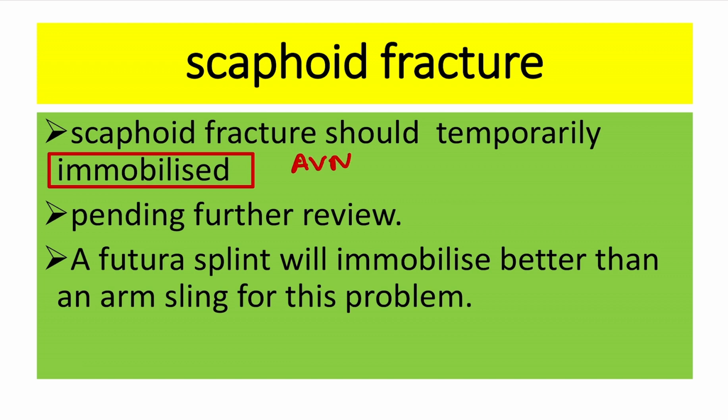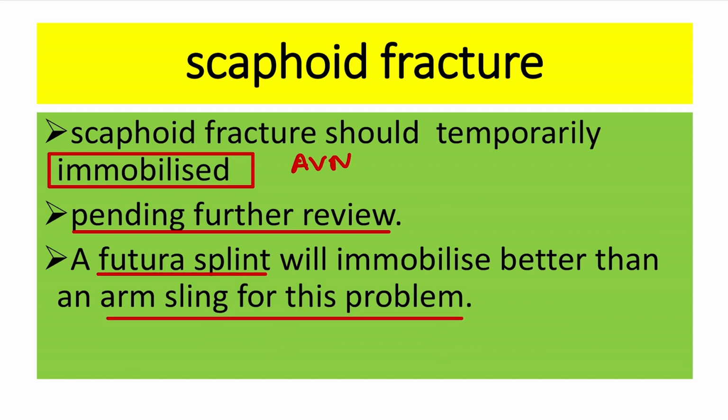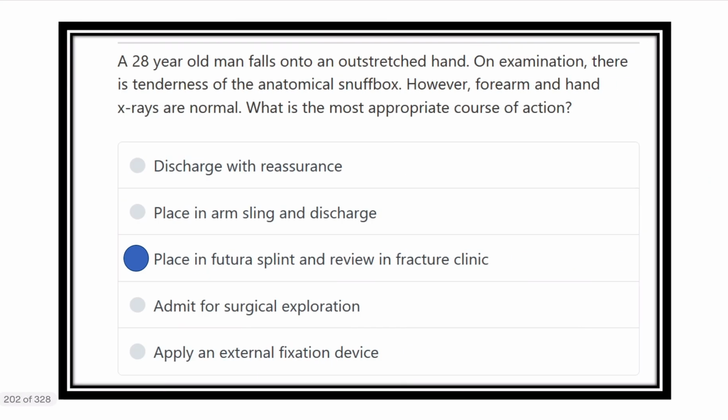Then two weeks later, further review should be done by X-ray, and a futura splint immobilizes better than an arm sling for this problem. That means a futura splint is essential for scaphoid fracture. So place a futura splint and review in fracture clinic.